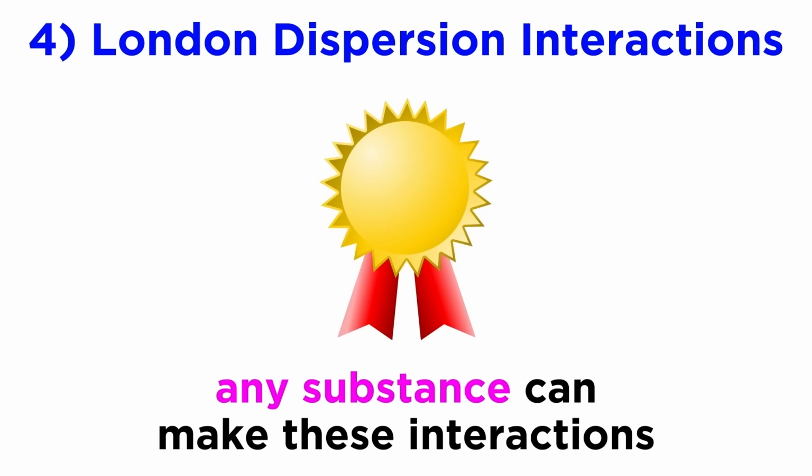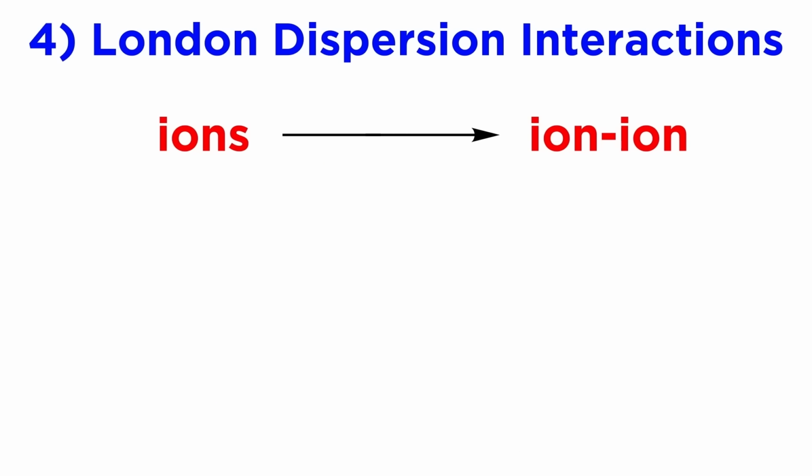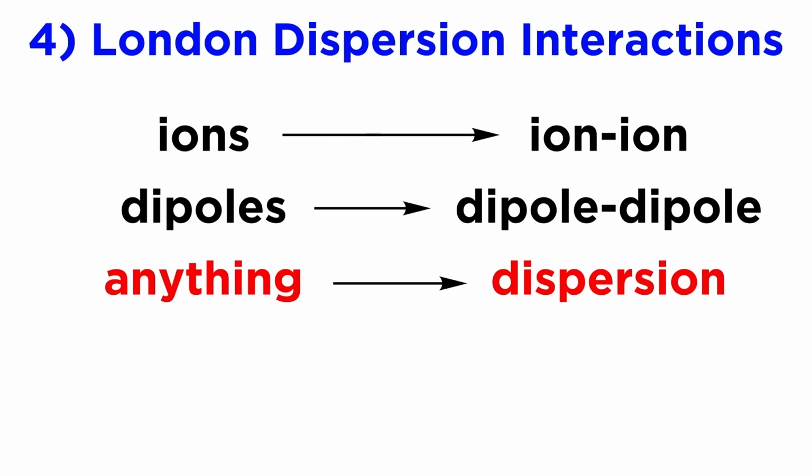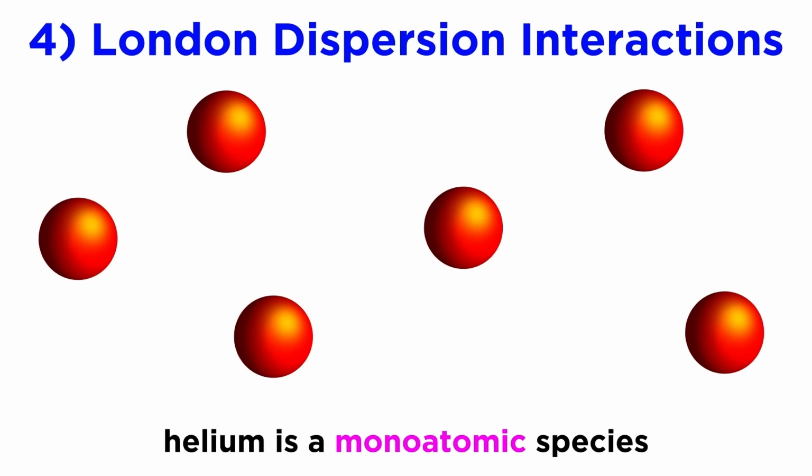Lastly, we have London dispersion, often just called dispersion interactions. This is the consolation prize of the intermolecular forces, because any substance can do it. Only ions make ion-ion interactions, and only covalent molecules with a dipole can make dipole-dipole interactions, but absolutely anything can make dispersion interactions. For example, take a look at helium. Helium is a noble gas, and due to a full valence shell, it does not make bonds with other atoms, so a sample of helium is just a bunch of helium atoms.